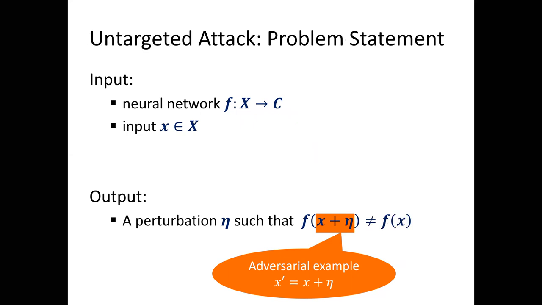The untargeted problem statement is basically the same. Again, you have the network F and an input X, but this time you don't have a target label in mind. You're trying to find a perturbation to the input such that it gets classified differently than the original input X. So these are the targeted and untargeted attacks.